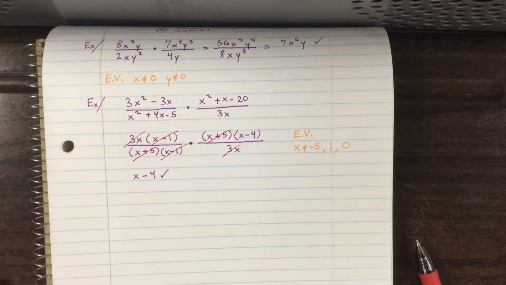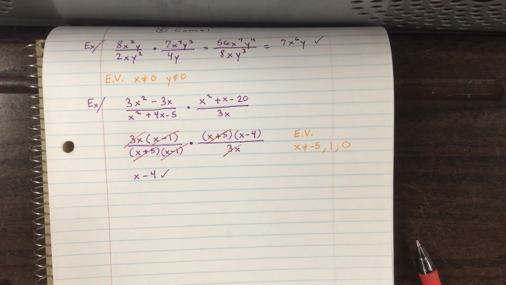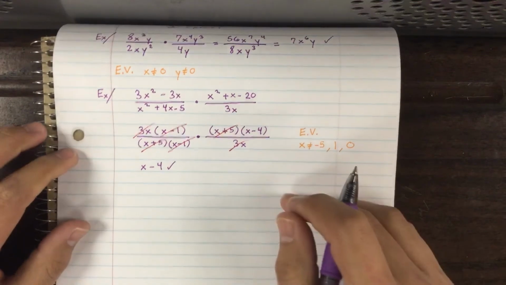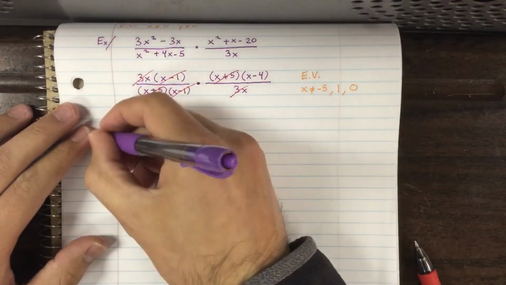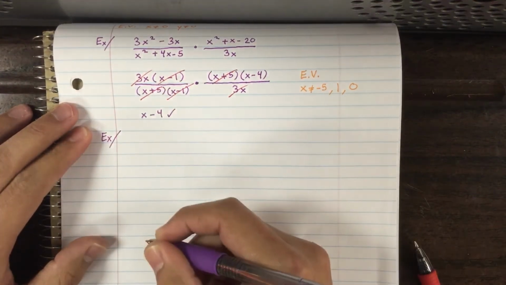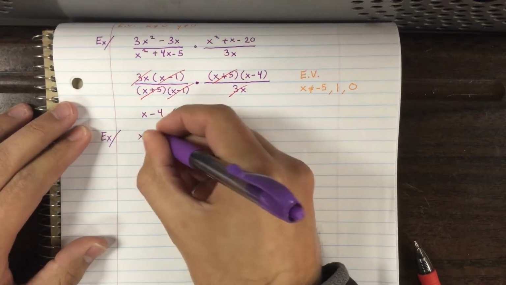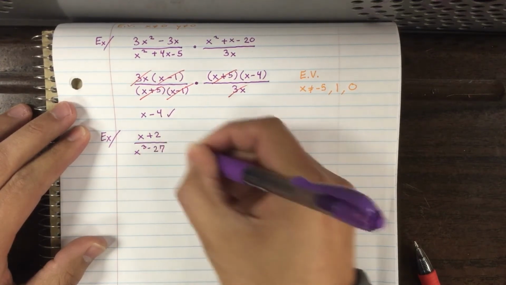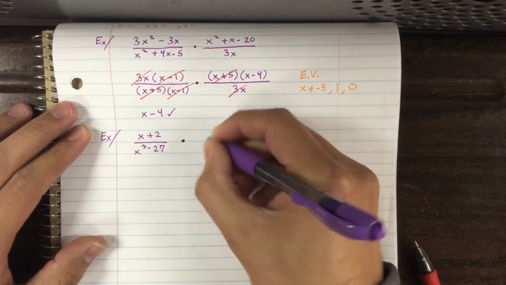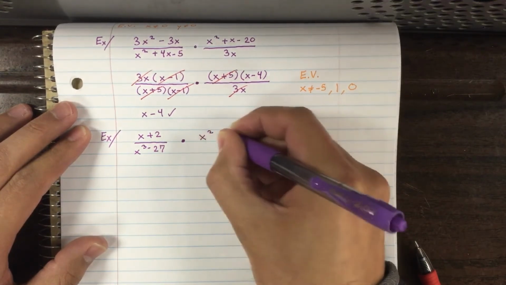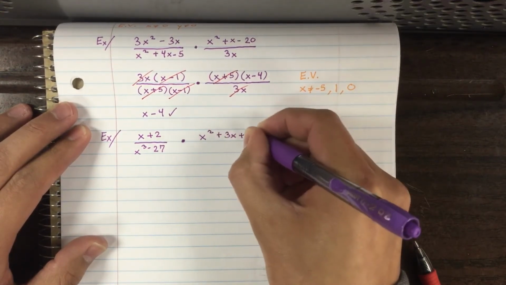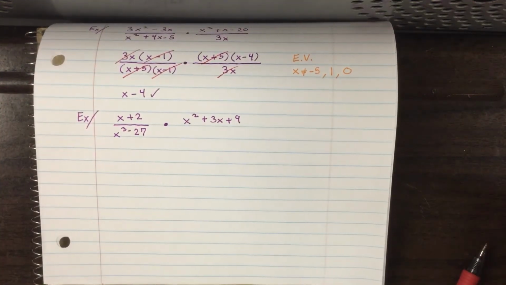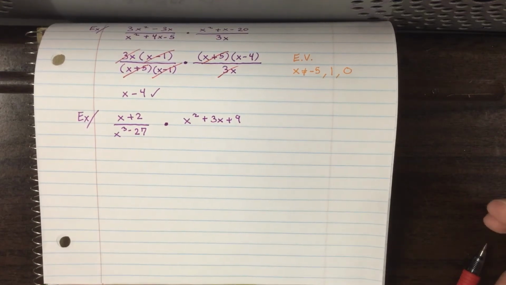Alright, let's do one more. Because there's going to be some problems I'm going to give you where you have to do the difference or sum of cubes. Okay, so last problem for this page. You're going to have something like this. x plus 2 on top, x cubed minus 27 times x squared plus 3x plus 9. Okay? So you want to do the EVs, but you can't because the denominators aren't factored yet.